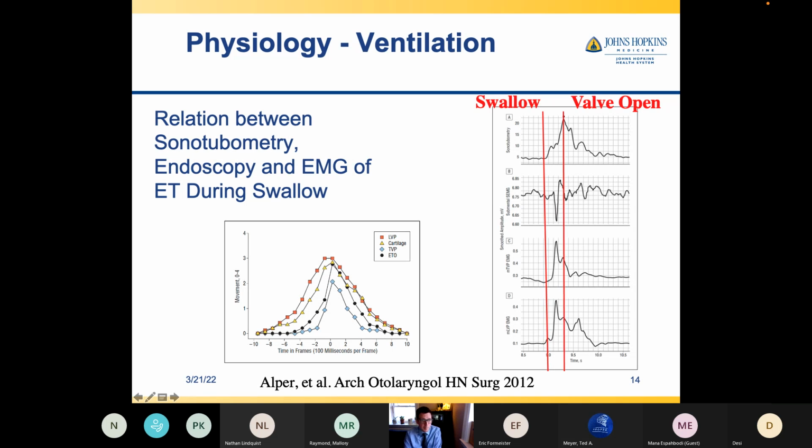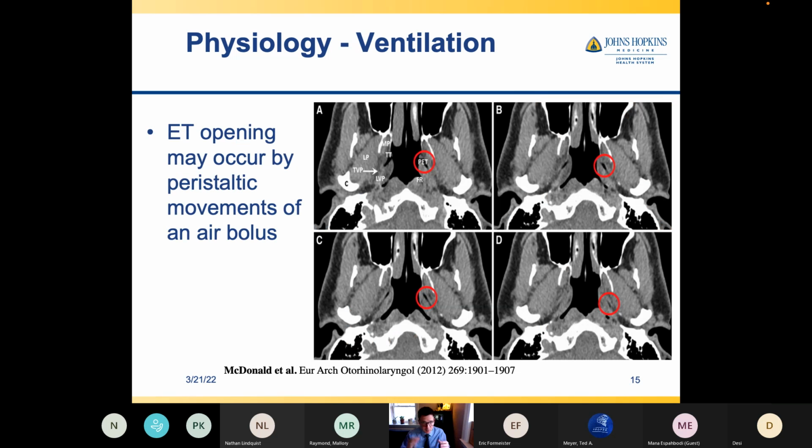This is another study by McDonald et al., again in 2012. They did a cine CT where they took 16 contiguous slices over just a small 4-centimeter area, and they took that continuously every 4.8 seconds while someone was swallowing. What they saw is that there was a little bubble of air that formed right at the entrance of the eustachian tube and then percolated its way up towards the middle ear space, suggesting that there might be some peristaltic activity of a bolus of air as it's projected up towards the middle ear.